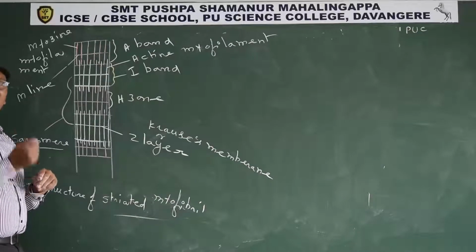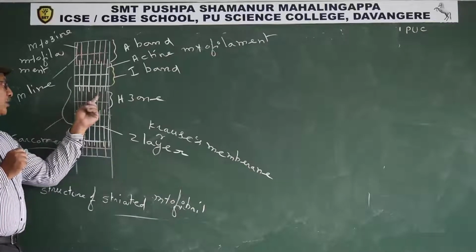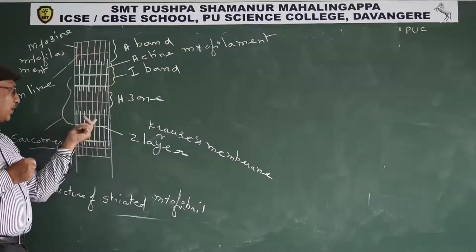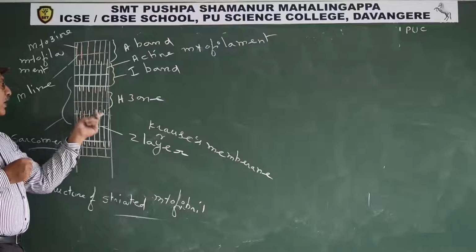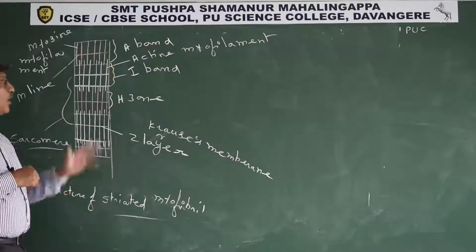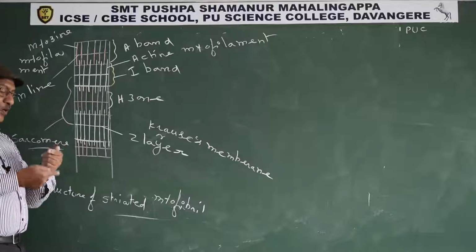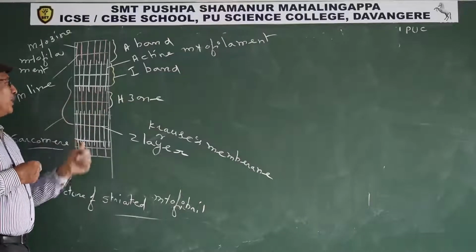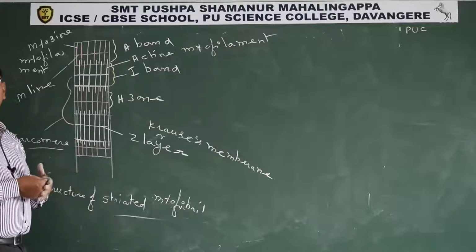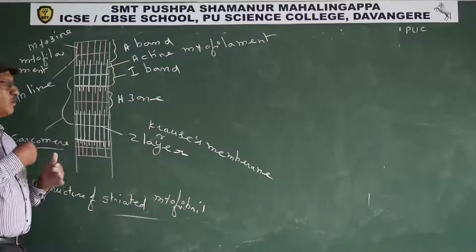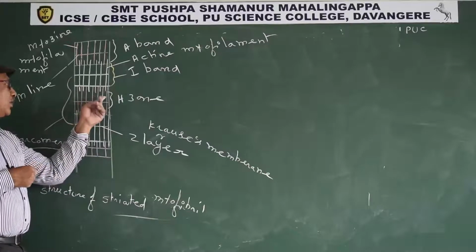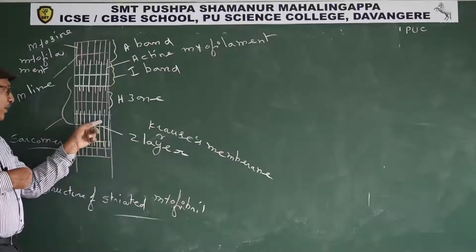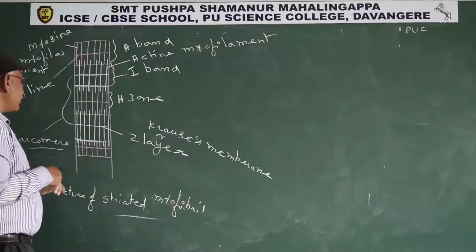Actin filaments are also known as thin filaments. H zone contains only thick filaments. That's why H zone is thick when compared to the I band, thin when compared to the peripheral part of the A band. Why? The peripheral part contains both thin and thick filaments, so the peripheral part of the A band is the thickest part. Due to the presence of only myosin filaments, H zone is thin when compared to the peripheral part of the A band, and thick when compared to the I band.